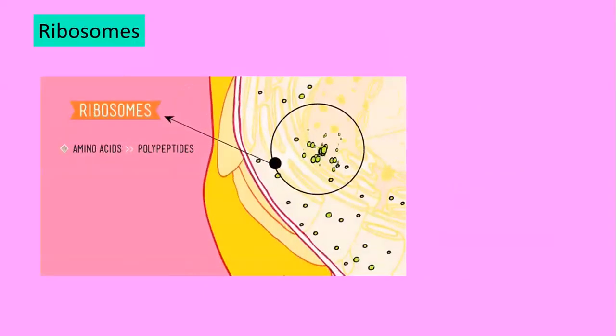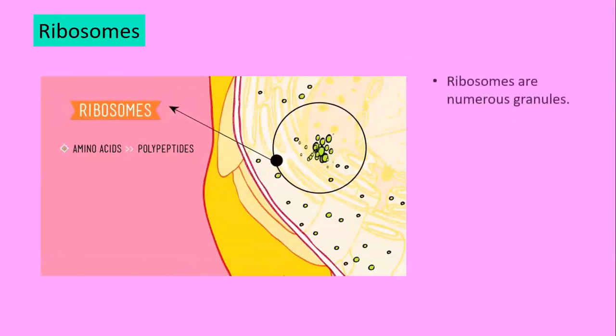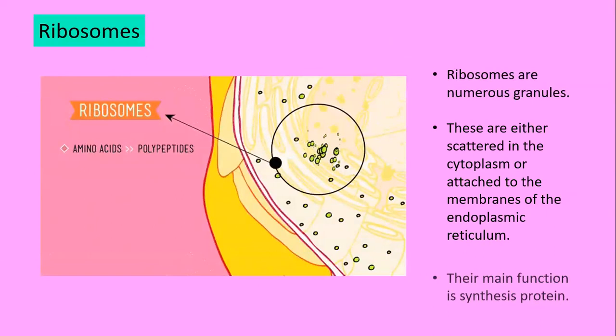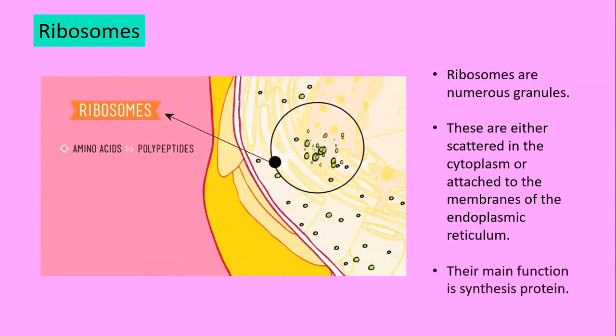Okay, so here is the ribosome. Ribosomes are either attached to the endoplasmic reticulum or remain free inside the cytoplasm. They contain a lot of granule-like structures. Their main function is to synthesize protein. Okay, now what else is there?